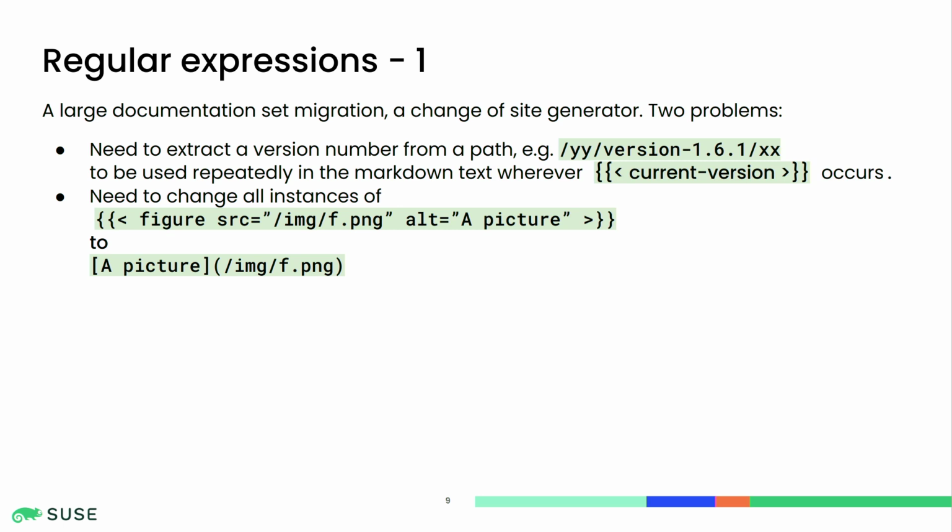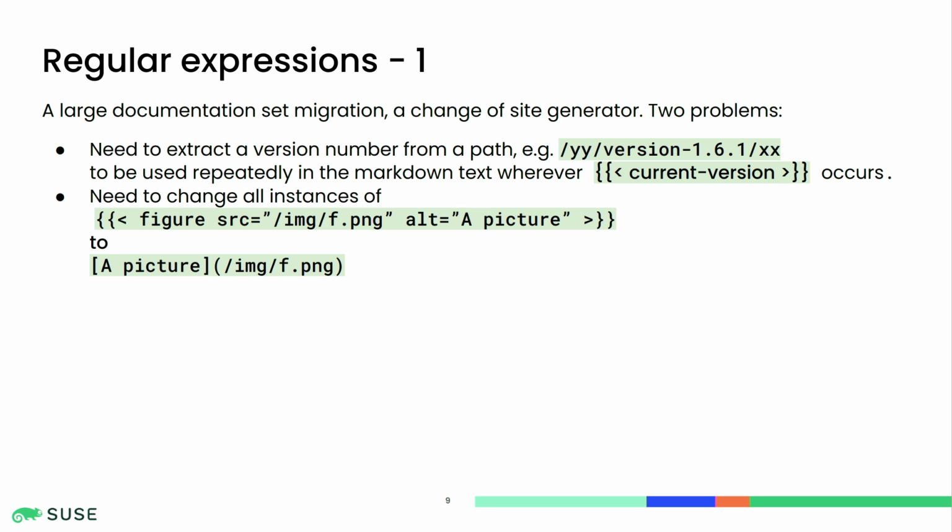It's in path names, it's in general textual description for the Longhorn product, and this works in Hugo. It's a kind of handlebars construct, a templating language. When Hugo runs against the Markdown documentation set, it finds all these current versions. It looks at the path where it is, works out that it's version 1.6.1 that it's talking about, and replaces in that page all instances of current version with 1.6.1.